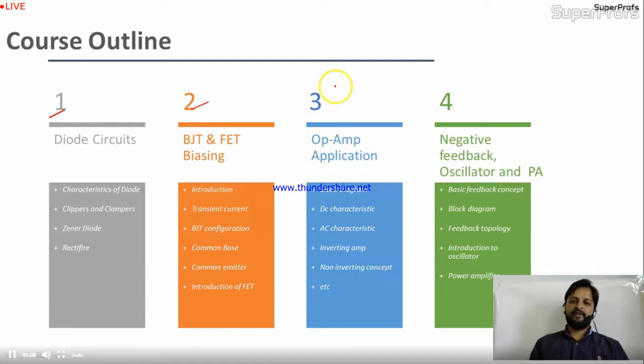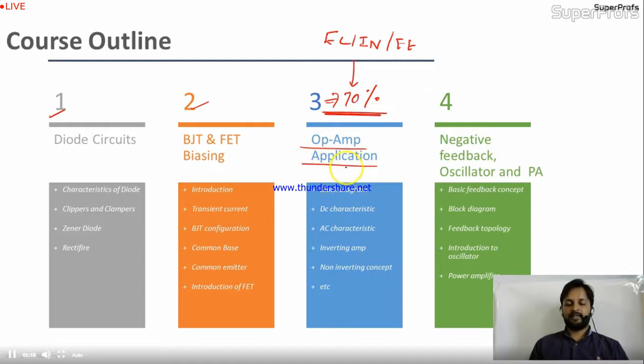The next one is very important because it covers 70% of your GATE questions, for EC and instrumentation, and for EE also: op-amp applications. We get questions from operational amplifiers, mainly from this portion, right? So the first unit is diode circuits, the second is BJT and FET biasing, the third is op-amp applications, and the last is negative feedback amplifiers and oscillators, and also we'll see power amplifiers.